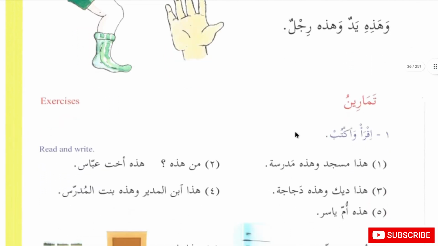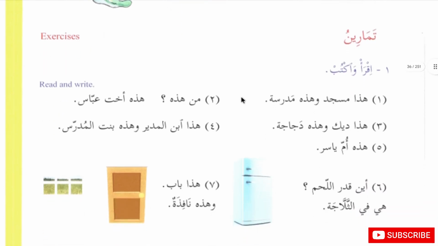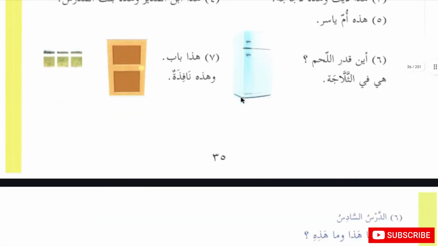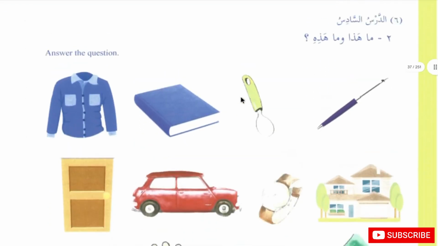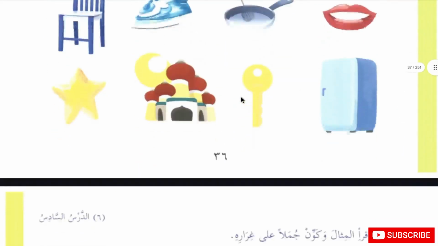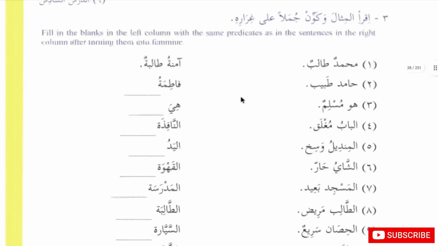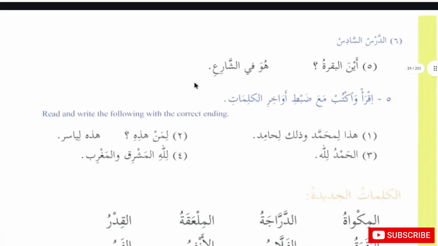So this is tamarin, the plural of tamrin. It means practices. So you can go through that for review. Some more practice. So please make sure to go through this. The answer keys, I believe, are available at the end of the book.